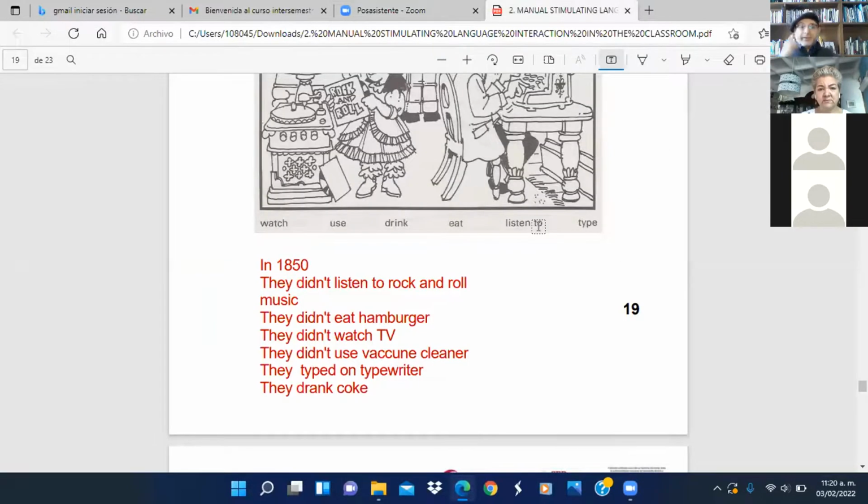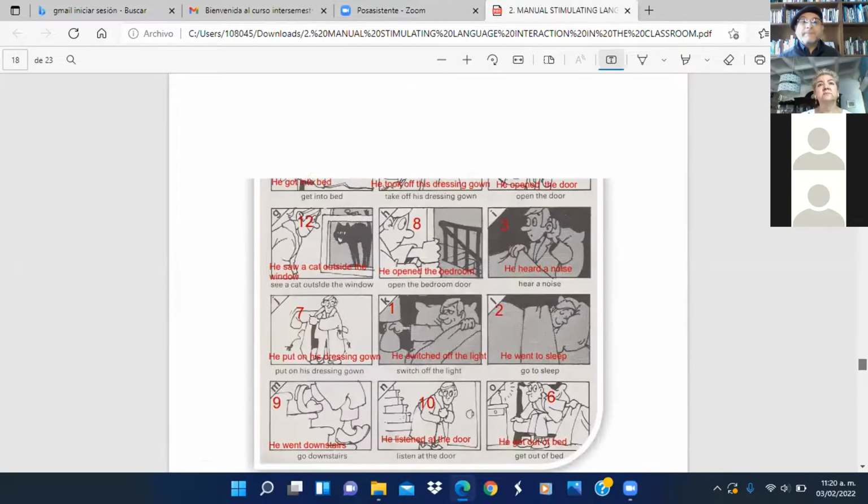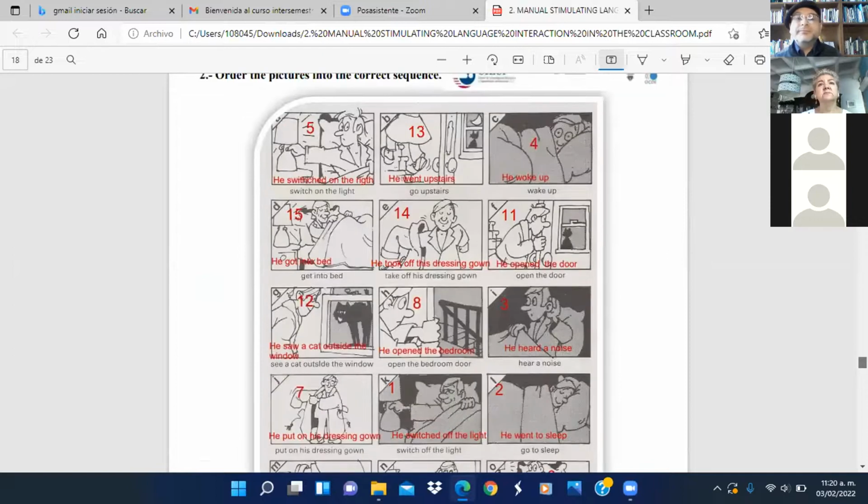There. Okay. So let's go to page 18, please. Present the work.